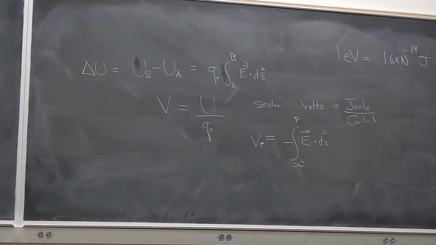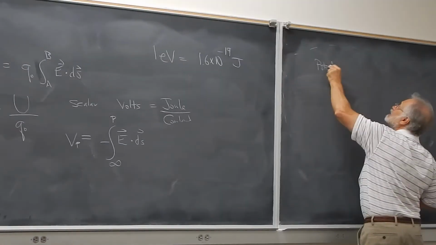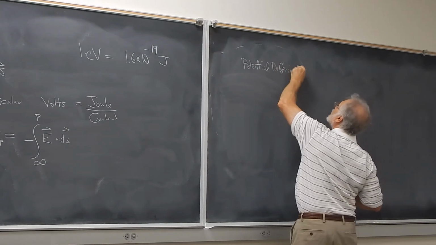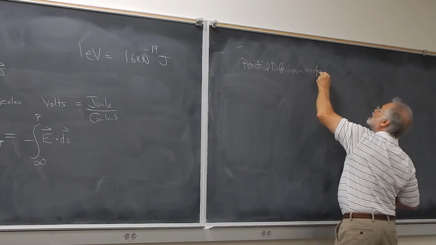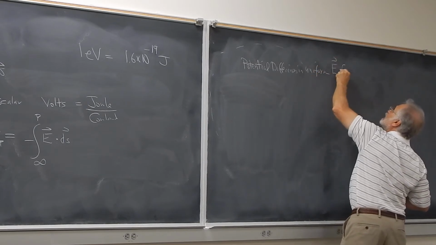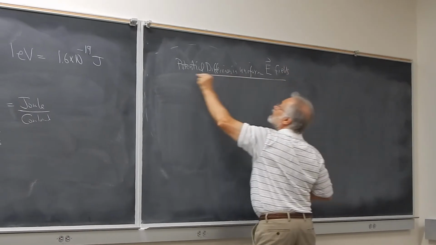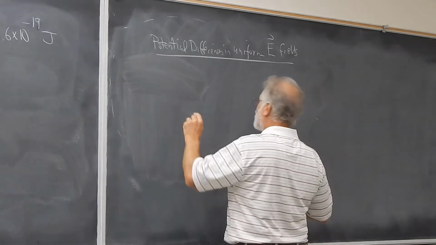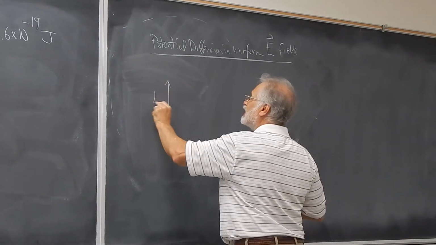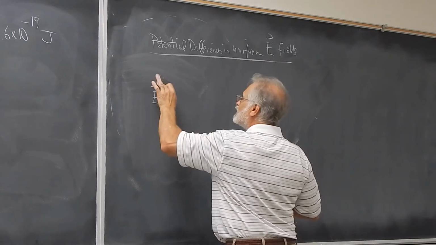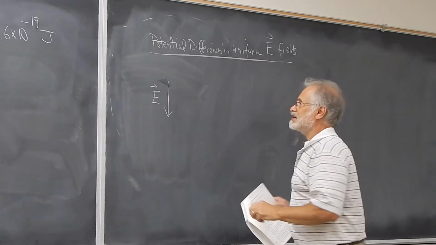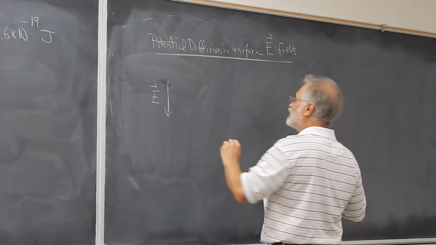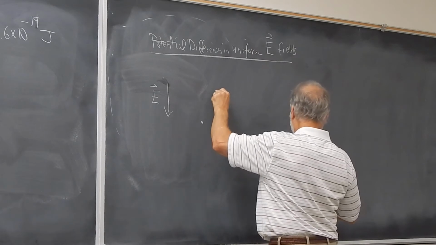Let's look at potential differences in uniform electric fields. Let's consider a static uniform electric field, call it E, directed along the negative y-axis. Okay, here's the y-axis. We're going to have the field directed along the negative y-axis, and suppose A and B are separated by some distance d.